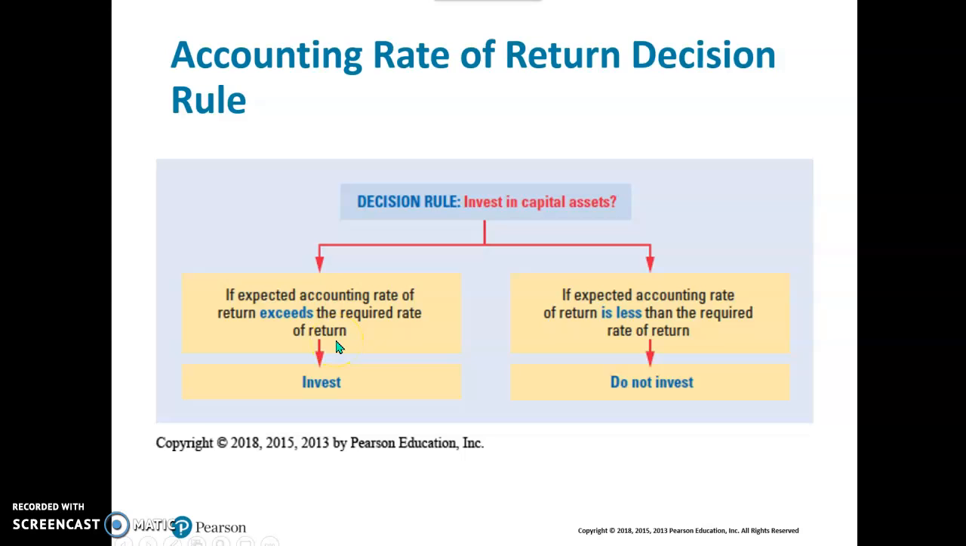I've never seen the accounting rate of return, though, used in any kind of decision, for what it's worth. I think it only exists in accounting textbooks. So if the expected accounting rate of return exceeds the required rate of return, you'd invest. If it's less than it, you wouldn't invest. Not quite rocket science, huh? So I'll do some problems with you after this.